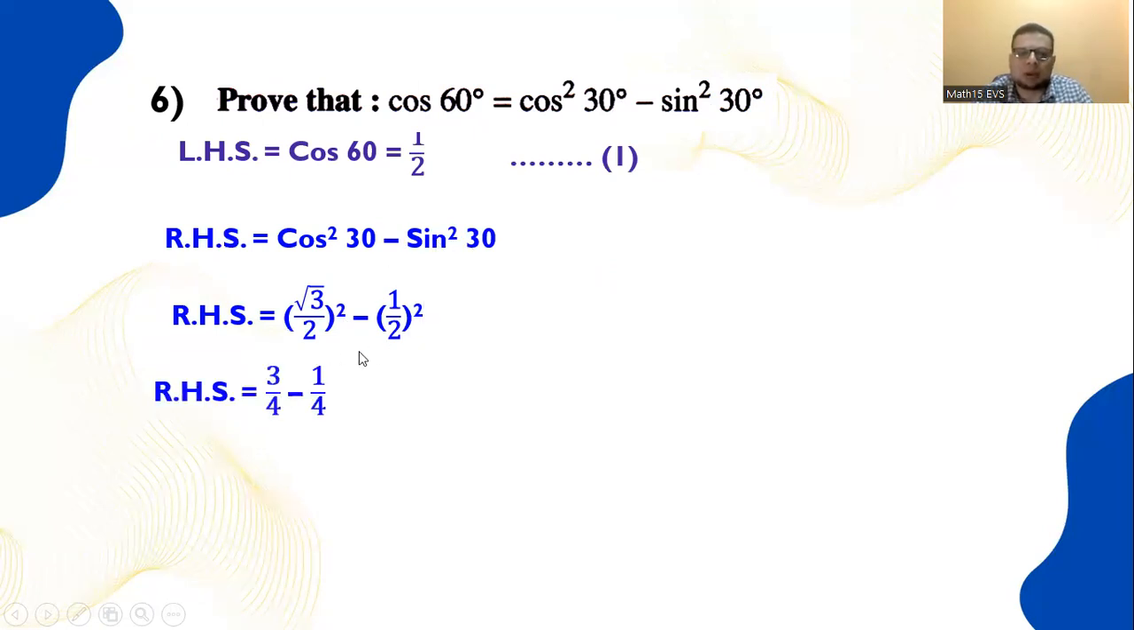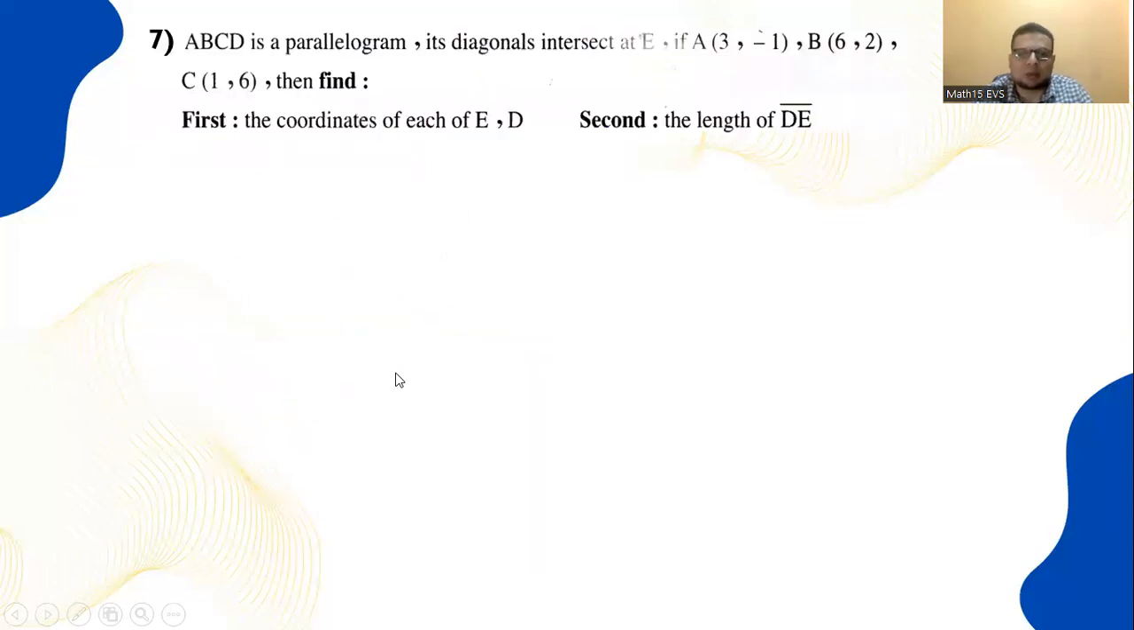So with the minus between them, you will get 3 quarters minus a quarter, which equals half. So this is number 2, 1 and 2, they are equal, half. So the left side equals the right side.